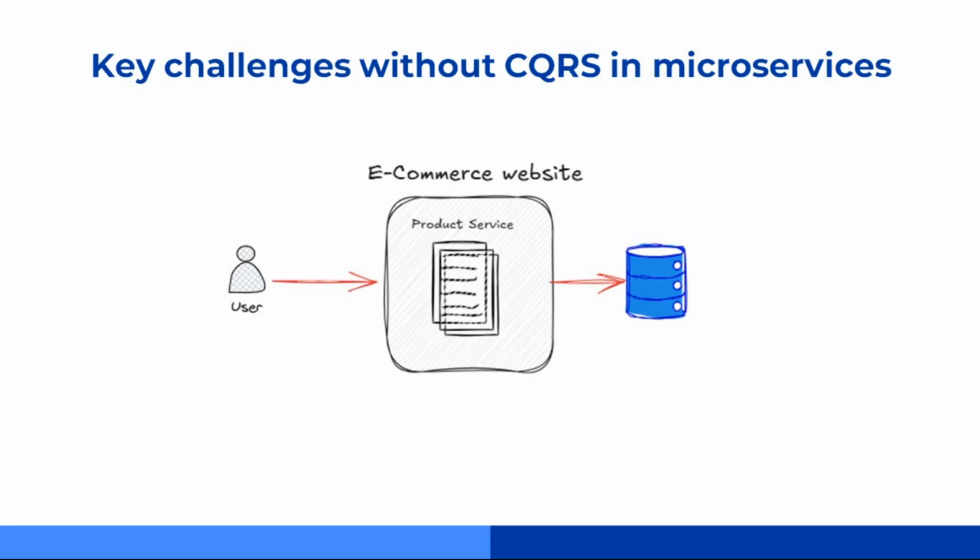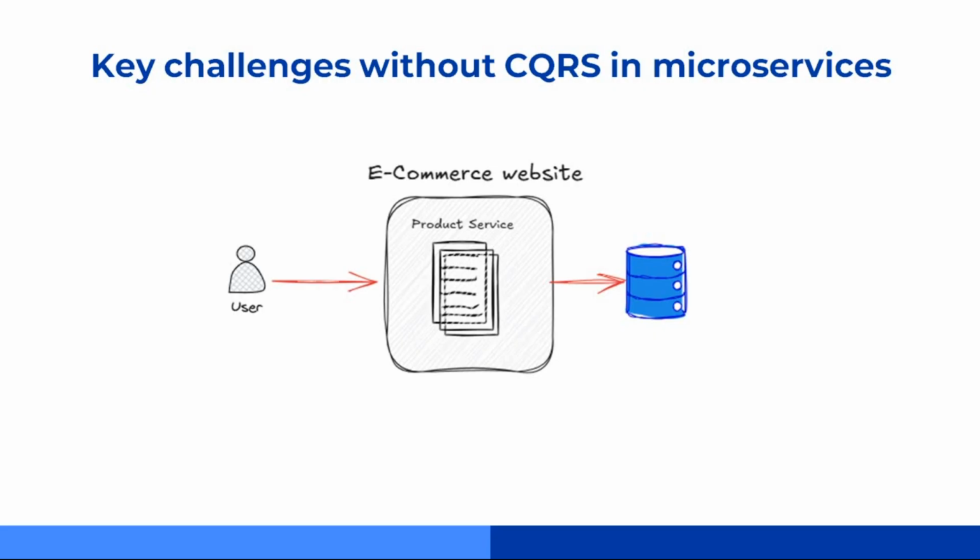Let's take a simple example of an e-commerce website. Right in the middle, we have got the product service. It handles all product operations, adding products, updating them, or showing them to users. On the left is the user. They interact with the website, searching for a shirt, browsing product categories, or placing an order. And on the right, we have a single shared database. That database stores everything: product names, prices, stock levels, and more.